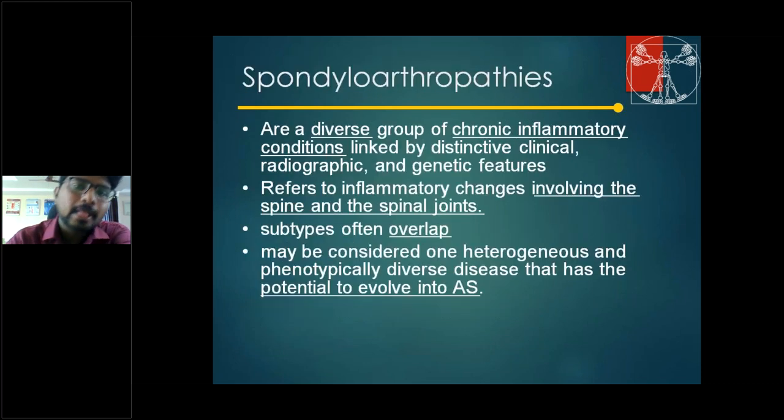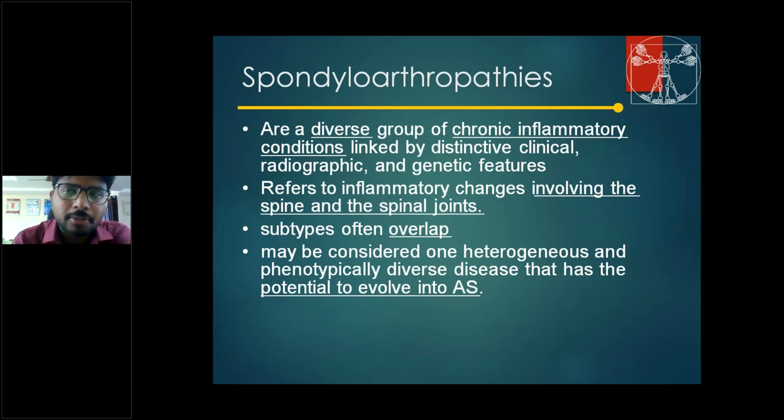So these are a diverse group of chronic inflammatory conditions. They do not present acutely. They are very chronic, linked to distinctive clinical, radiographic, and genetic features. Each of these five syndromes has different clinical, radiographic, and genetic features. Mainly they involve the spine. Spondyle means what? Joints of the spine. So spondyloarthropathies are the diseases which involve the spine.